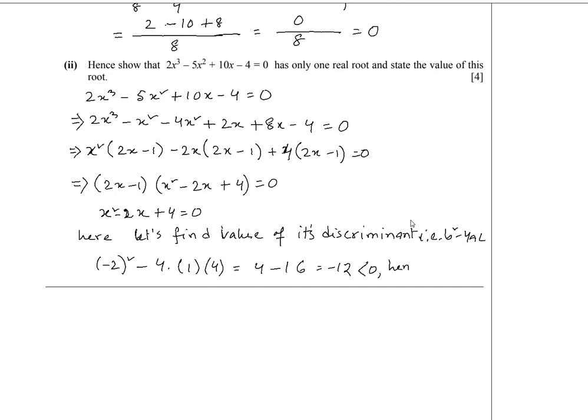And minus 12 is obviously less than 0. So since the discriminant is less than 0, this quadratic factor does not have any real root, and therefore this cubic function has only one real root. So this cubic function has one real solution, and the value is x equals half. So question 5 is done. Now let's try to solve question 6.